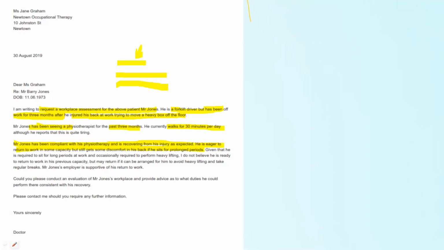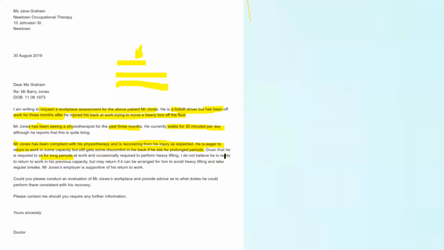Yeah, clear. Okay, given that he is required to sit for long periods at work, and occasionally required to perform heavy lifting, I do not believe he is ready to attend to work in his previous capacity, but may return if it can be arranged for him to avoid heavy lifting and take regular breaks. Mr. Jones' employer is supportive of his return to work.